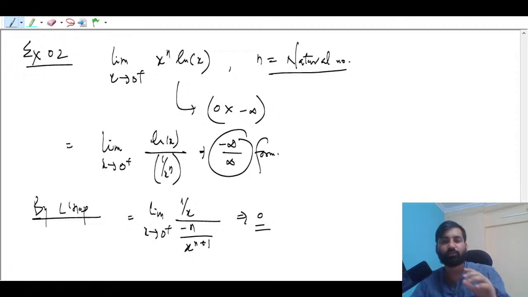So the idea here is: 0 by 0, 0 into infinity or infinity into 0, you can always express in terms of 0 by 0 or infinity by infinity. So this is a third type of indeterminate form. Now we will move to infinity minus infinity.